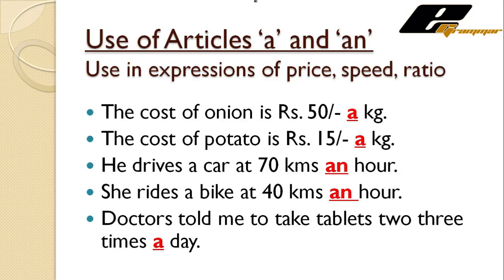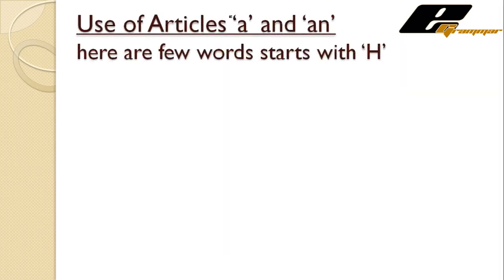Now in this part, you have seen that the cost of onion is rupees 15 per kg. Instead of that per, I have used a kg. You can use this article for speed, price, and ratio. Okay? Now, let's move to the next part. Here are a few words that start with H.